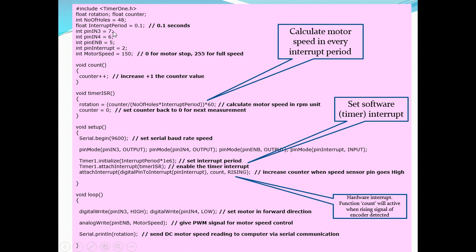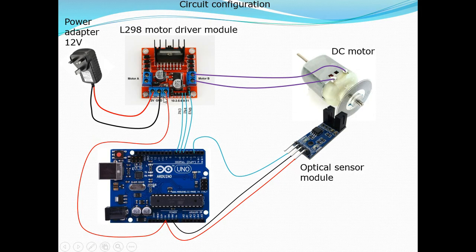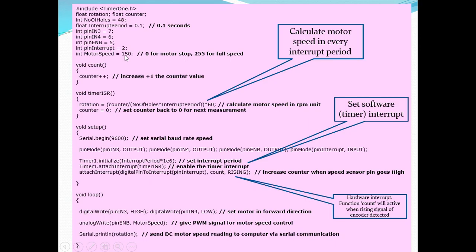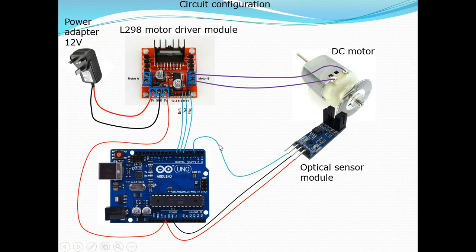And then just declare integer pin number 3 for enable B. This one comes from this motor driver: in 3, in 4, enable B. And then connected to pins 7, 6, 5. Pin interrupt 2. Okay, why pin 2? Because you connect this optical sensor to pin 2.